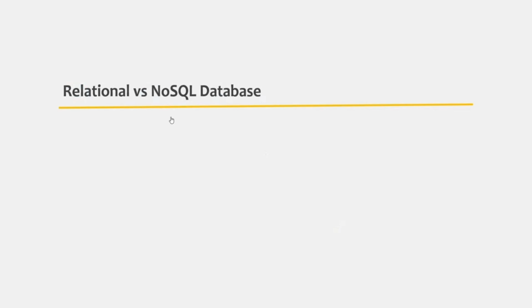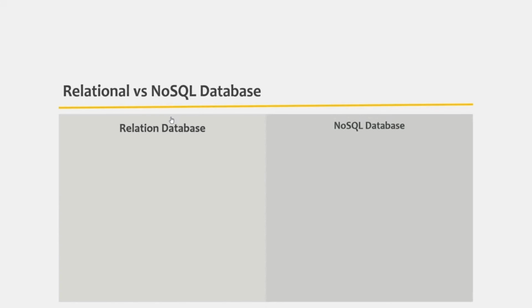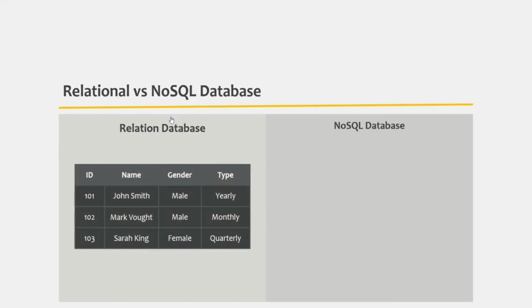A database can be classified into two types. We have relational database and we have NoSQL database. In a relational database, we have a database, and in the database we have tables, and each table will have rows. Each row represents an entity, for example, a product, a customer, a user, etc. And each row will have columns which store data related to that entity. For example, here we have a user table, and each row here represents a user. And in each row we have some columns which store the details about that user. For example, that user's ID, user's name, user's gender, and the type of subscription the user is using.